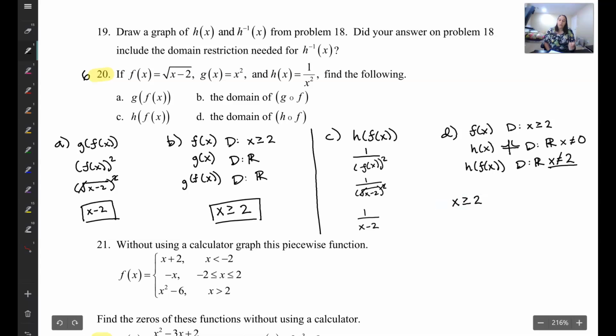And I want the most restrictive domain possible, all the number values that work for all 3 of these. So I am going to take out the equals. If I just have x is greater than 2, those numbers will work for all 3 domain restrictions. So that is the domain that I want for this function.